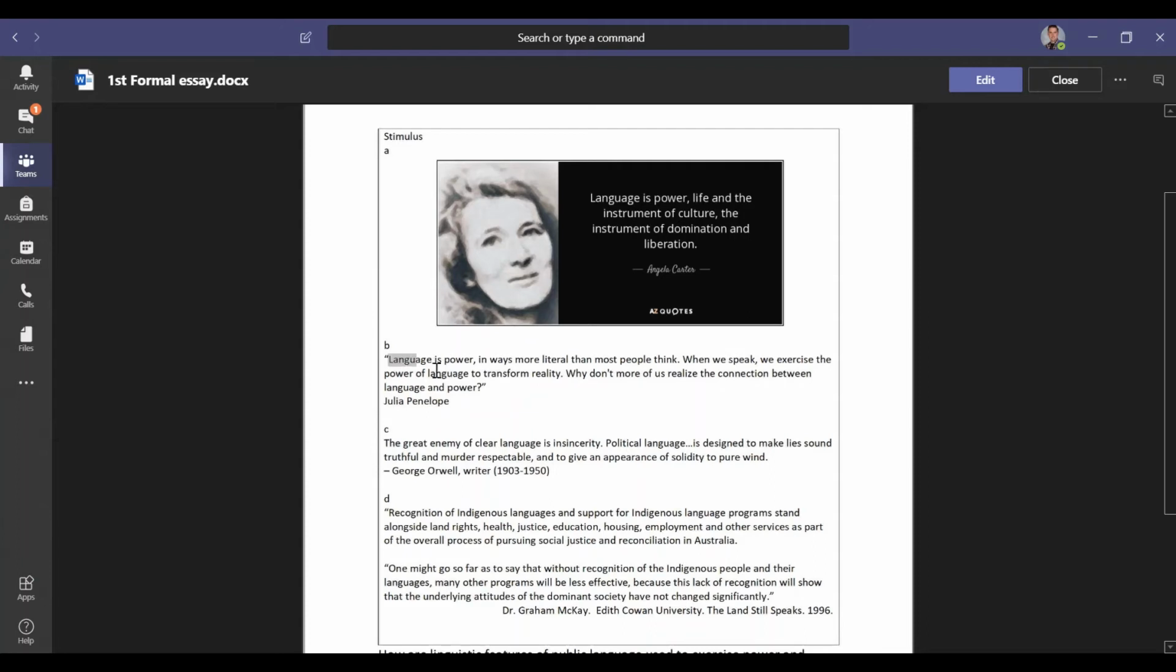Stimulus B: language is power in ways more literal than most people think. When we speak, we exercise the power of language to transform reality. Why don't more of us realize the connection between language and power? You could look at the way maybe a pastor might use language in his discussion of the Bible in order to describe what reality means and how you interpret reality based on your worldview, maybe a Christian worldview.